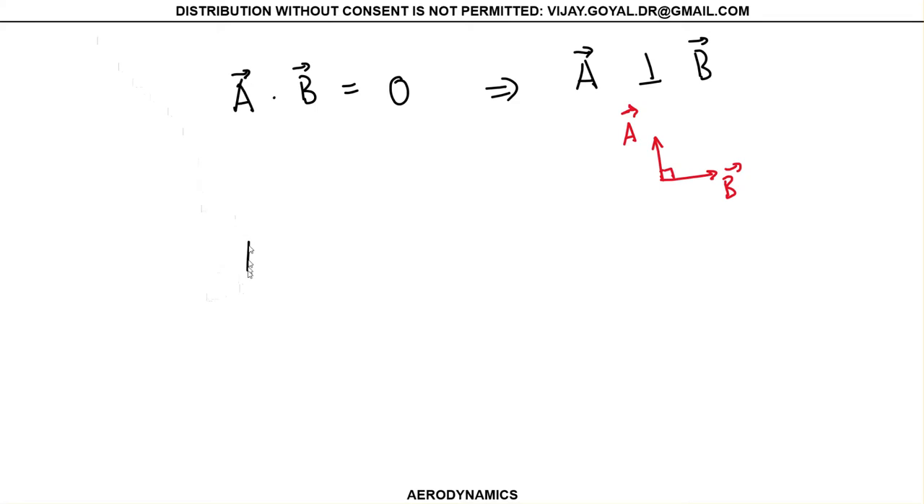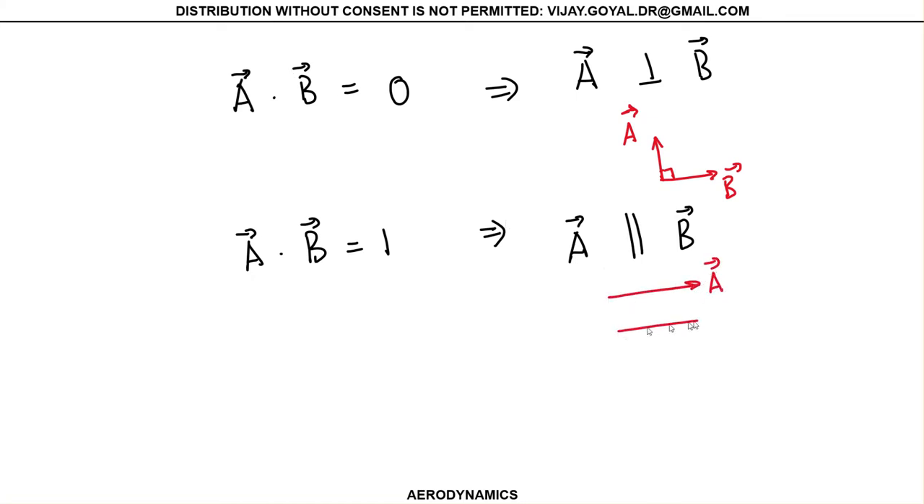However, if I say my vector A dot product vector B is equal to 1, then basically what I am saying is these two vectors are parallel to each other. What I mean by that is I have my vector A, and vector B goes exactly in the same direction, but is shifted in space. So they are parallel to each other.